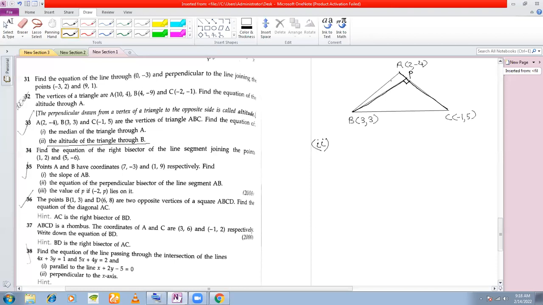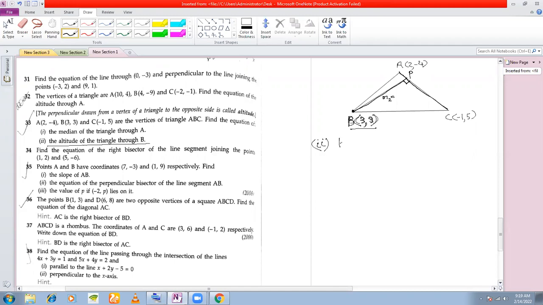Now, once you have found out the slope of BP, let's say the slope of BP is M2. You know the slope of BP, and you know the point through which this line BP passes. What is the point through which it passes? B, (3, 3). So on this line BP, you know one point and you know the slope. That means which form should you use? You'll use the point slope form ultimately, right? So let's see how to work it out.